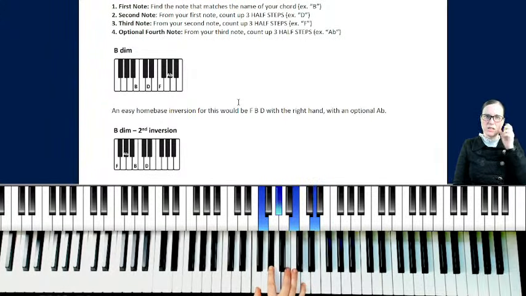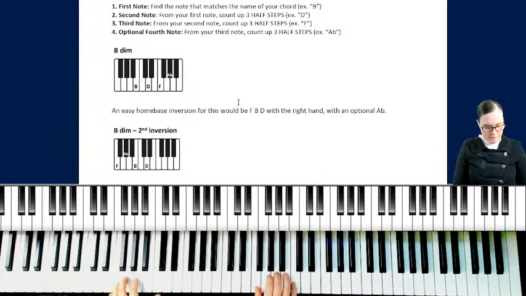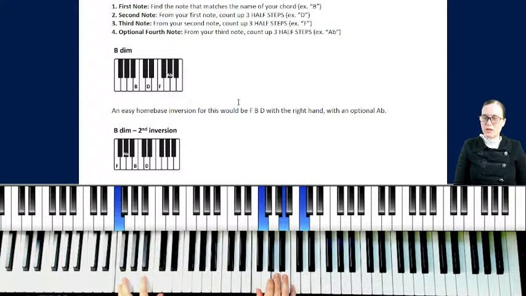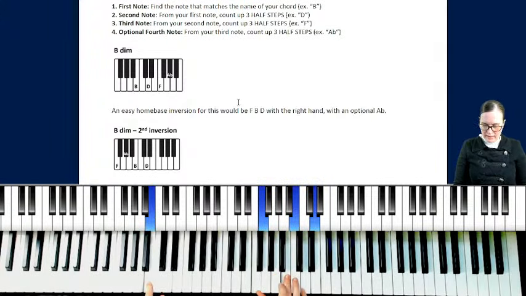Okay, so I'm going to show you the easy version and then the one with the bonus note. If you're playing in F, and then you want to go to the B diminished, just move your middle finger and your pinky up, like that, and you could land on a very easy version of B diminished. And B on the left hand.